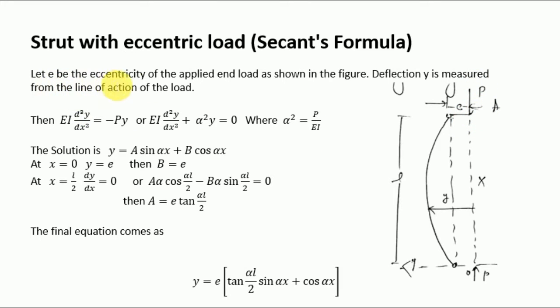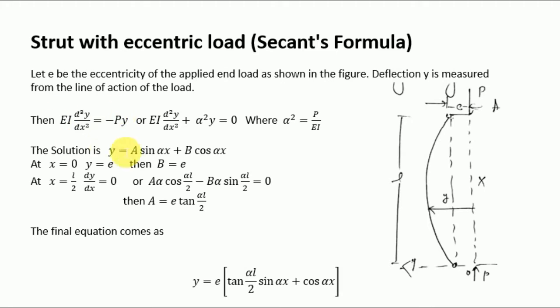So let e be the eccentricity of the applied load as shown in the figure. Deflection y is measured from the line of action. As you can see, the line of action is diverted from the axis of the two hinged ends of the strut. So all the analysis can be done with this line of action, or eccentricity, of the strut.